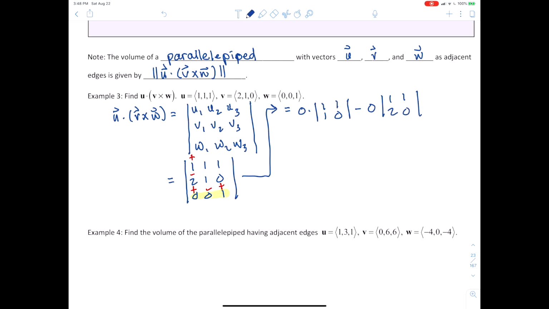And then the final one is plus 1 times 1, 1, 2, 1. So that'll be 0 plus 0 plus 1 times 1 is 1 minus 2, which will be negative 1. Sorry about my doggy. Cool so far? Awesome.